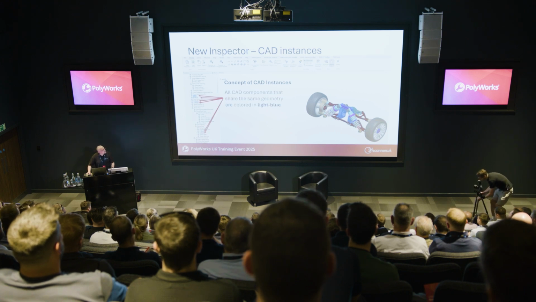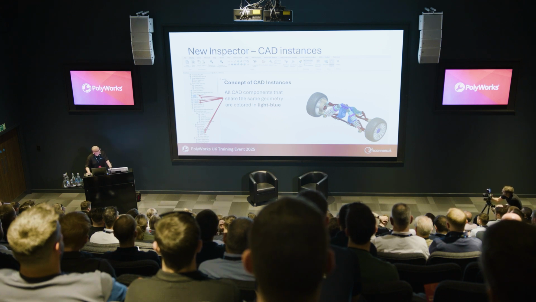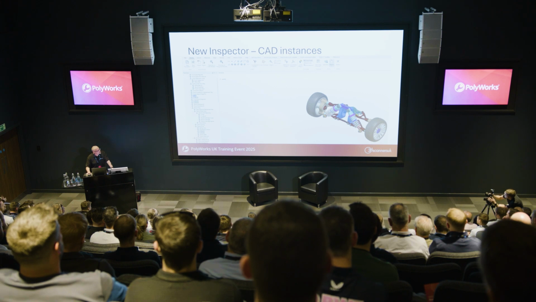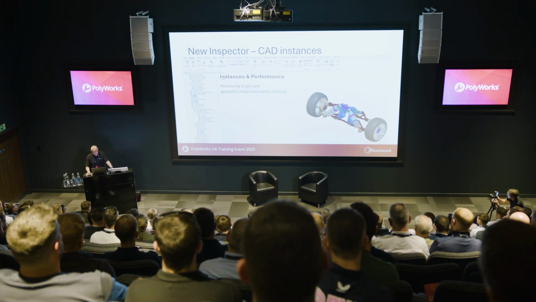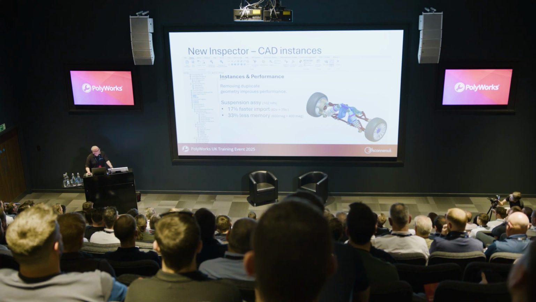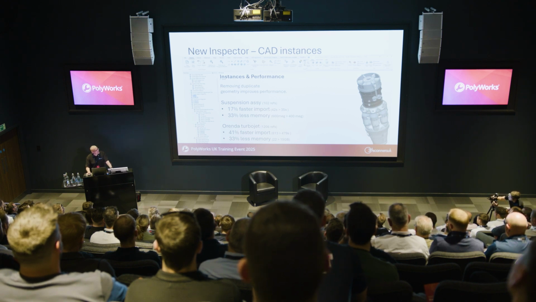When we're using CAD, instances are shown by these light blue highlights, so we can see where we've got CAD instances, and they share the same surfaces, curves and triangles. And again, the assembly instances will share the same parts. So what do we get from that? Removing the duplicate geometry improves performance. In the case of this suspension assembly, it's a 17% faster import and 33% less memory use. In the case of this jet engine, 41% faster import, 33% less memory.